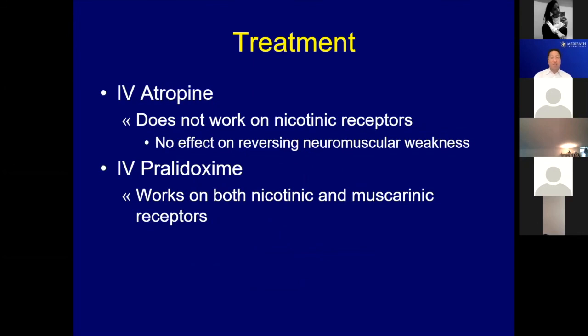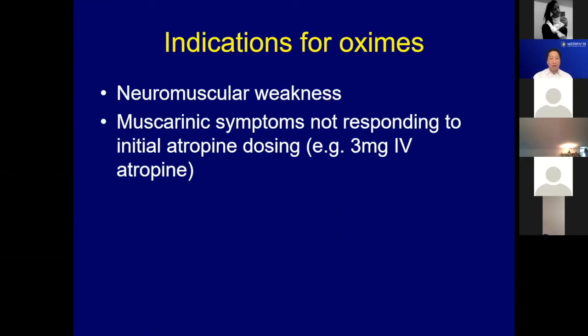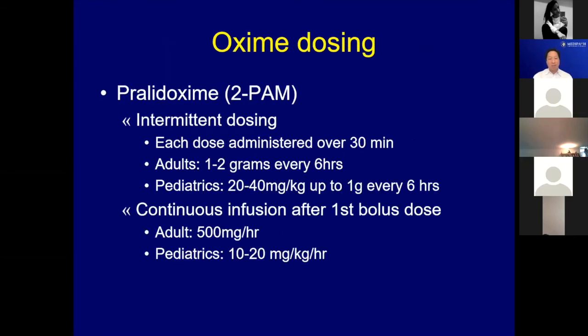Atropine, because it's a muscarinic agent, does not work on nicotinic receptors, so it would not have any effect on treating neuromuscular weakness. Pralidoxime, because it has no effect on the receptors, basically it's in the synapse, works on both nicotinic and muscarinic receptors. All right, so what are the indications? So anyone with neuromuscular weakness, you give pralidoxime, or anyone who has muscarinic symptoms that do not respond to normal doses of atropine, that's when you give pralidoxime. Okay, next slide. Any questions? No? Next slide.